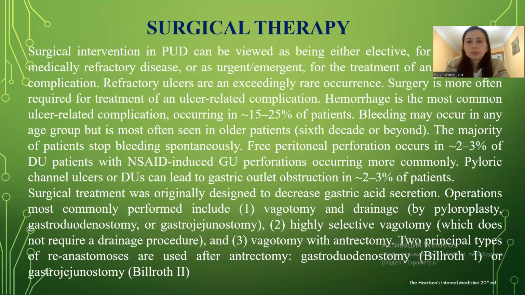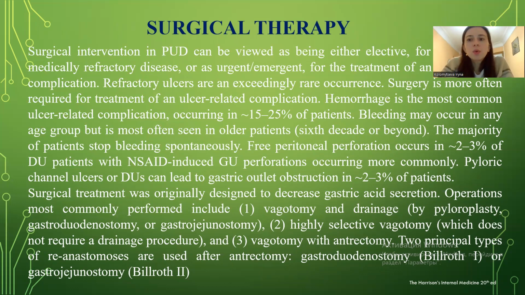And surgical therapy. Surgical intervention in peptic ulcer disease can be viewed as elective for treatment of medically refractory disease or as urgent or emergent for the treatment of ulcer-related complication. Refractory ulcers are an exceedingly rare occurrence. Surgery is more often required for treatment of an ulcer-related complication.